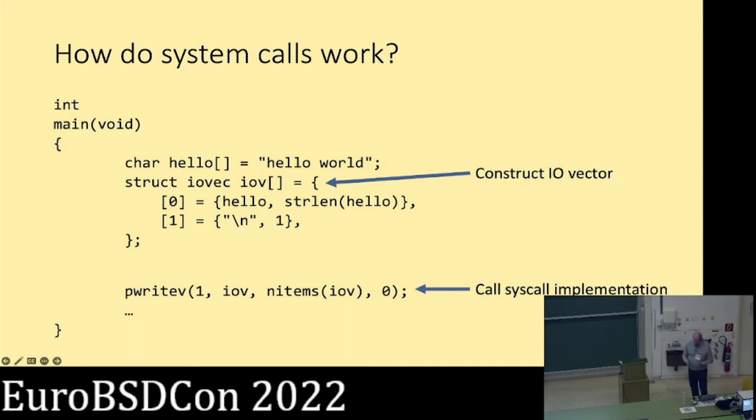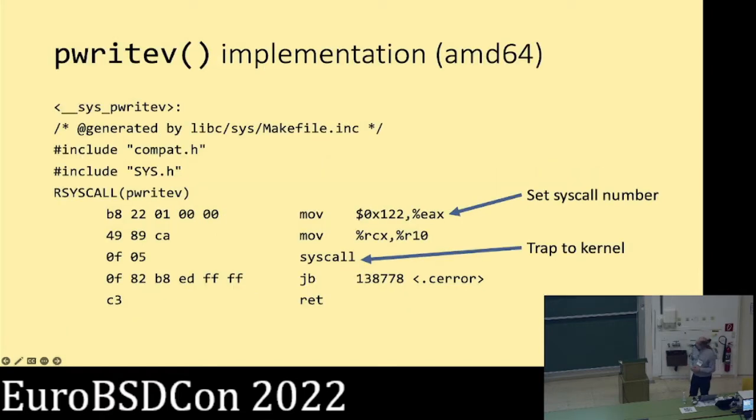So what does that system call implementation look like? Well, here's the implementation on AMD64. The parts we care about are that we set the system call number, the number of the system call we want to call. We stuff that in a register.